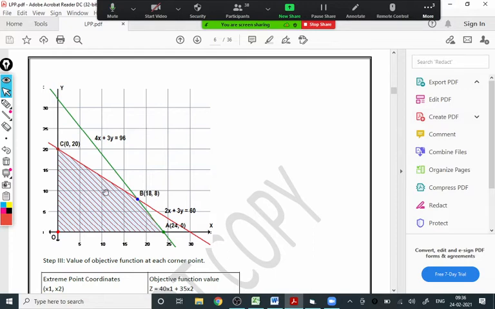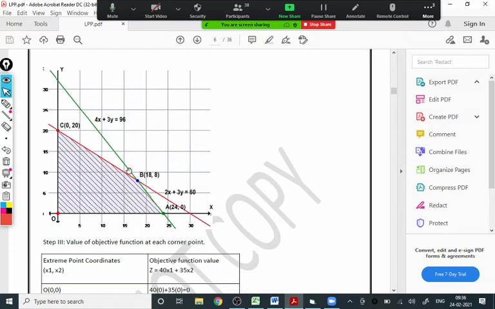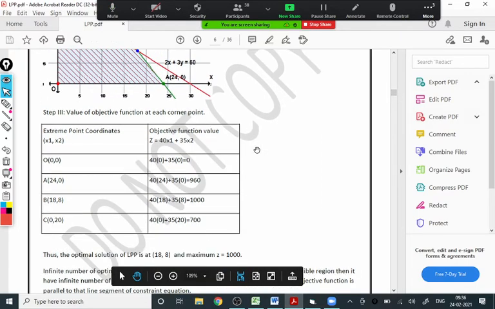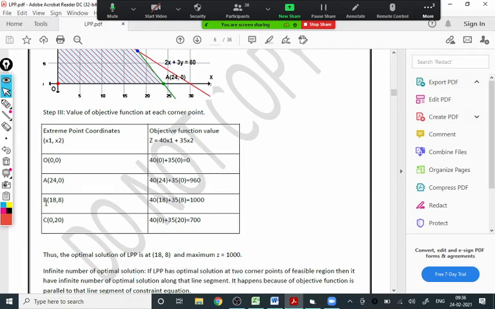Okay, so this is the feasible region that we have. Now if you calculate the value of z at each corner point, which you have to do in the exam, we get that z is obviously a maximum at (18, 8), and it is 1000. This 1000 is the maximum value of z.